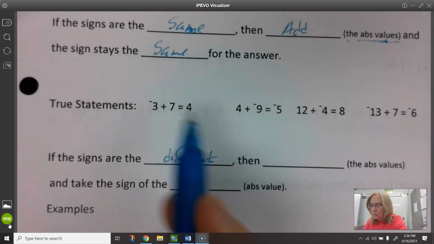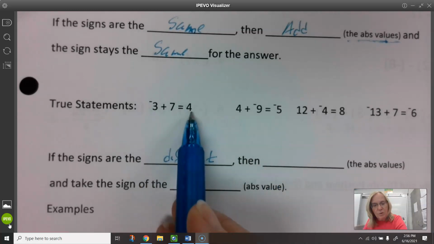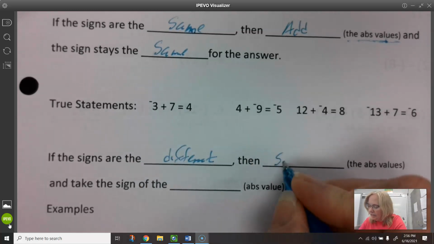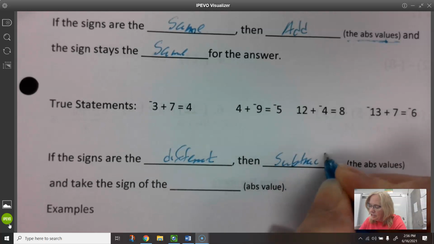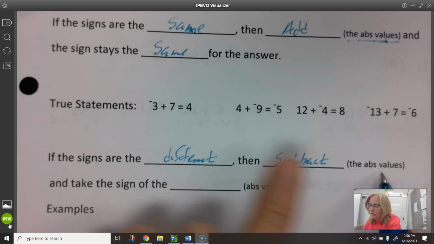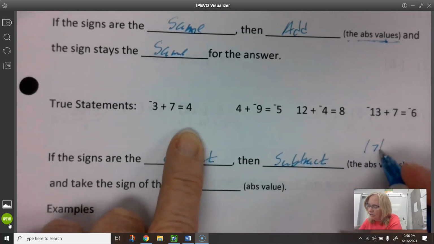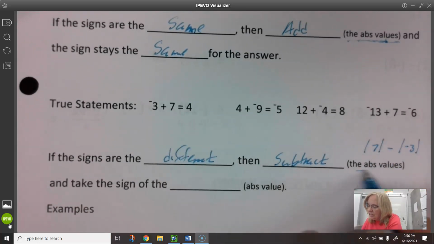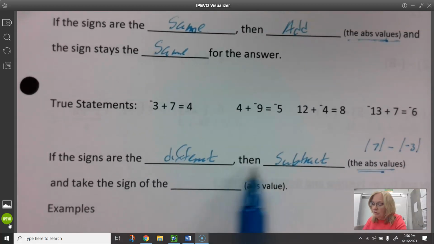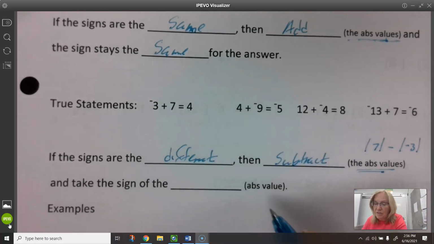Then, what do I do? What did I do with 3 and 7 to get to 4? Right, I subtracted. And what I actually subtracted is the absolute values. I took the absolute value of 7, and I subtracted the absolute value of negative 3. This is a technicality that I feel more comfortable saying to be mathematically correct. If the signs are different, then subtract and take the sign of the, well, what did I take the sign of here?